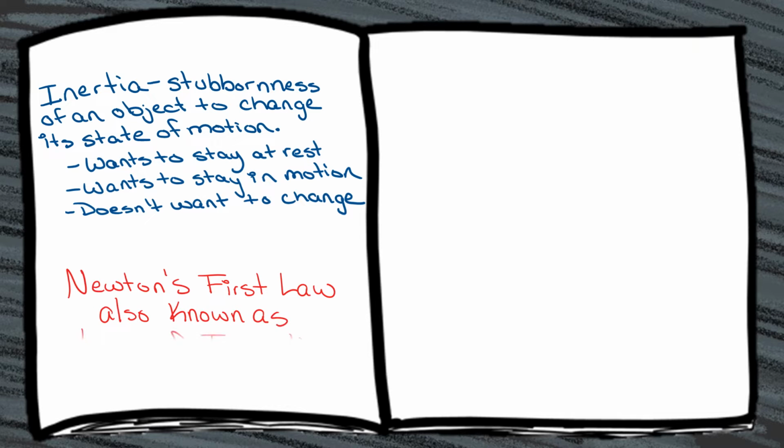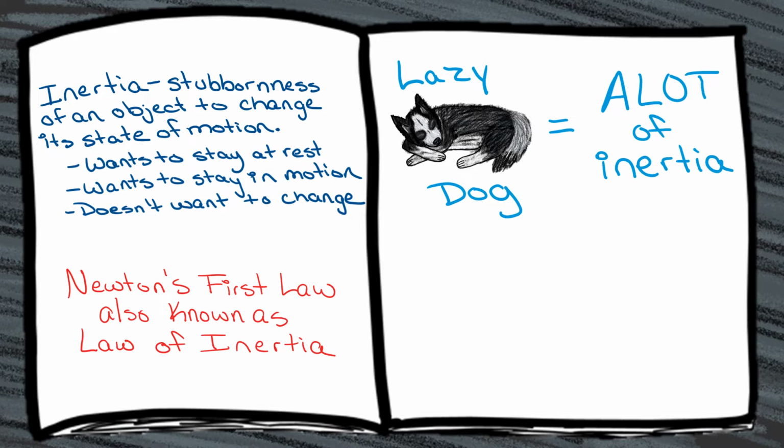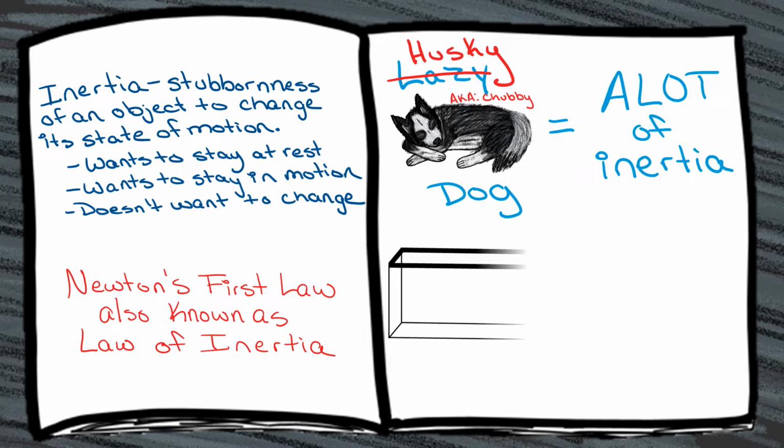Basically, inertia is the stubbornness of an object to resist change. It simply wants to remain in its current state, whether it's in motion or at rest. I guess you could see it that way, Alex. Some objects do have more inertia than others, but it's because of their mass, not laziness, like in the case of your dog. For instance, let's compare this empty aquarium to this full aquarium.